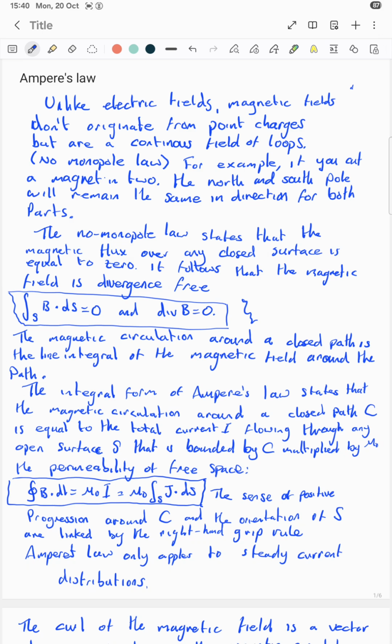The integral form of Ampere's law states that the magnetic circulation around a closed path C is equal to the total current I flowing through any open surface S that is bounded by C, multiplied by the permeability of free space, which is given here in its equation. Now, the sense of positive progression around the orientation of C are linked by the right-hand grip rule. Ampere's law only applies to steady current distributions.